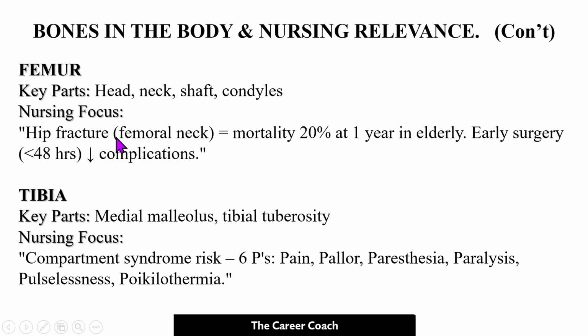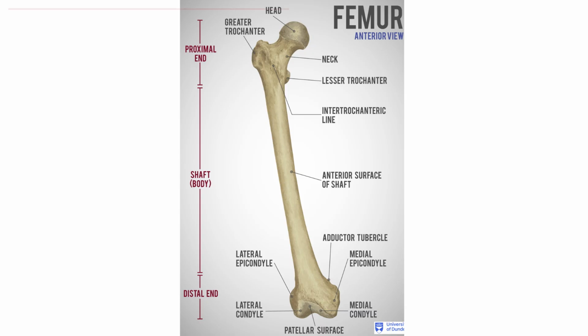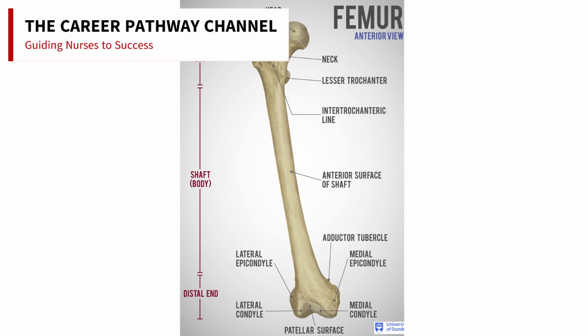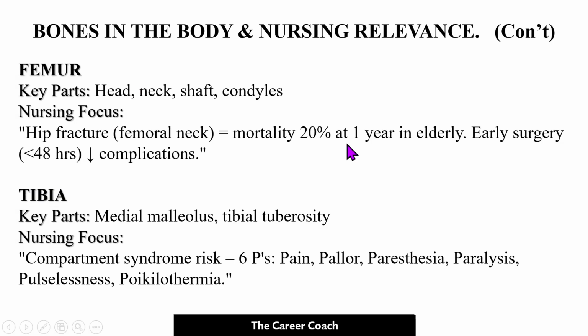The femur. The femur bone is made up of the head, the neck, the shaft, and the condyle, as we can see in the illustration. Nursing focus: hip fractures. Hip fractures occur in the femoral neck. Femoral neck fracture may lead to 20% mortality after a year in the elderly. So if there is a fracture in the elderly and it leads to complications, the elderly may not survive for more than 1 year. So early surgery is needed in less than 48 hours, and this will reduce such complications.